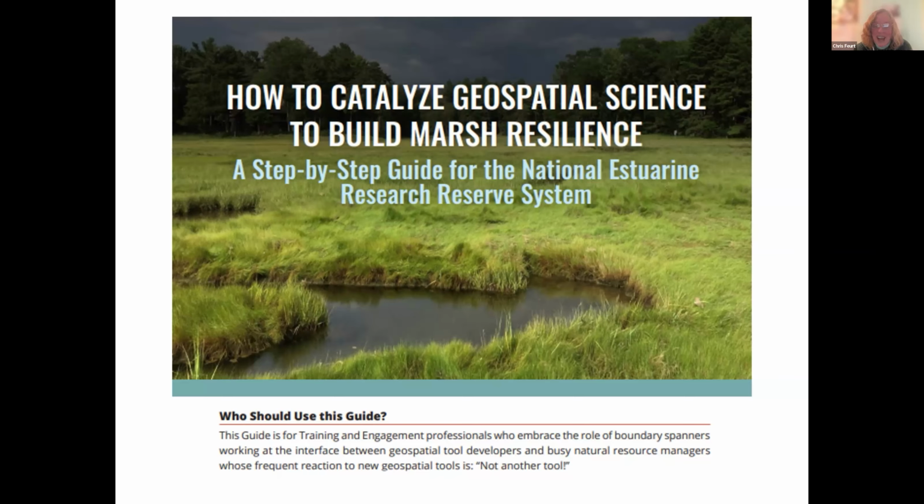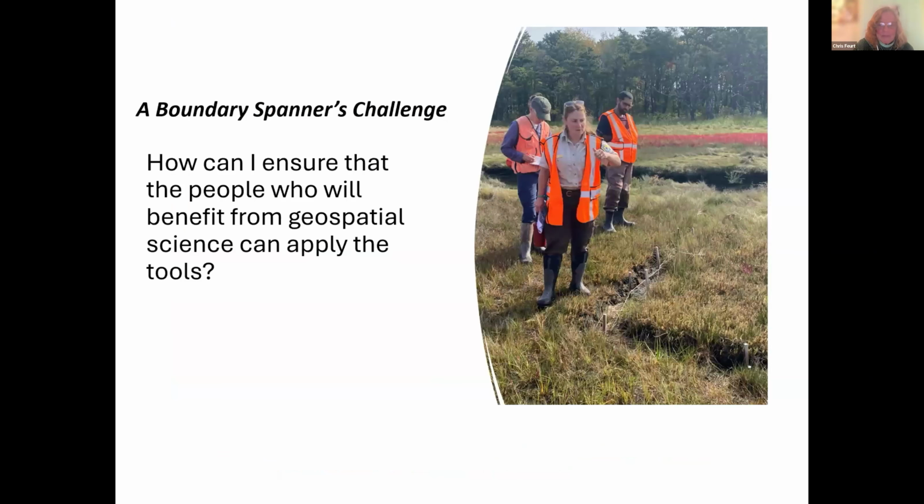Now, there are 9 national estuarine research reserves in the scope and realm of this USGS data. So I was thinking, how can I make their jobs easier if they're trying to do the same thing that we were? So the Boundary Spanners Challenge is, how can I work to ensure that people who will benefit from geospatial data can actually apply the tools rather than just having them do it totally on their own?